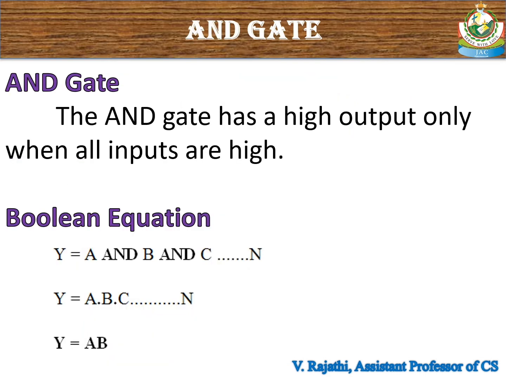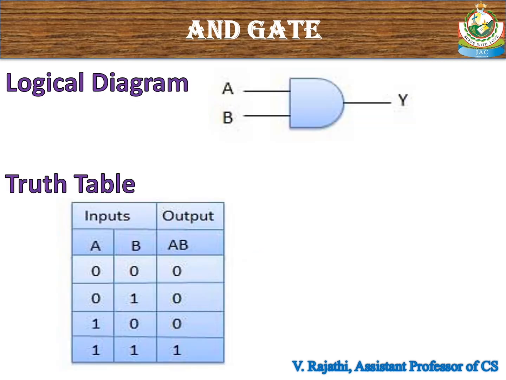And the AND gate. The AND gate has a high output only when all inputs are high. This is the Boolean equation, Y equal to AB. This is the logical diagram for the AND gate, and we get a high output only when both inputs are high.